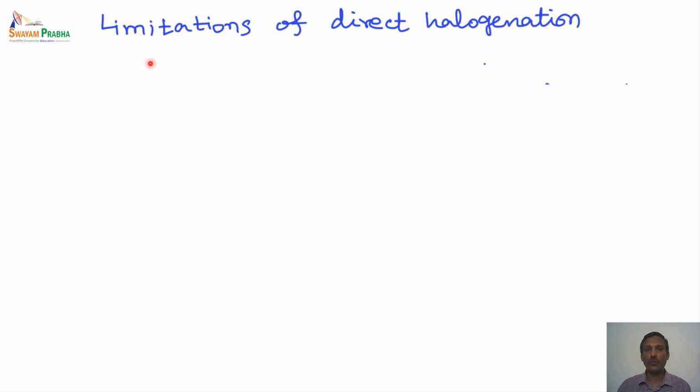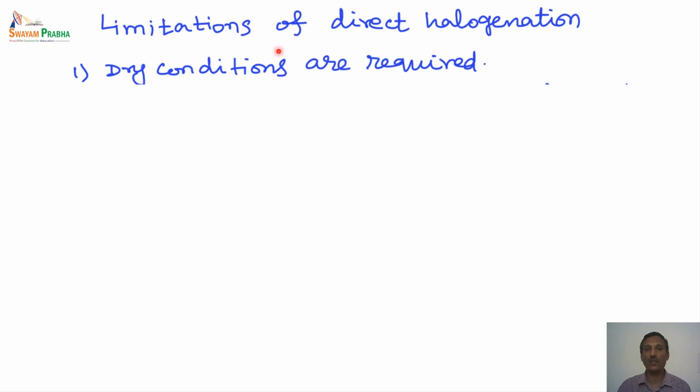As we mentioned, there are a few limitations of direct halogenation. We saw polyhalogenation is one of the limitations. We will also see what other limitations there are for this particular reaction. See, the first and foremost thing is the reaction requires dry conditions. That means there should be no moisture present in this system. Otherwise, it will deactivate the Lewis acid catalyst. So for this reaction to be successful, we need to use dry solvents, and the reaction conditions have to be extremely dry.